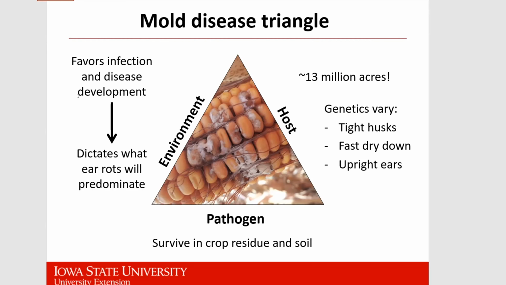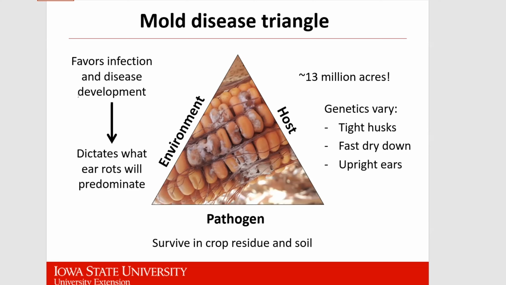The host, that is something that we can work on. So genetics vary from host to host, right? Or genetics vary within a particular host. In the case of corn, we can breed for tighter husks, faster drying down, and more upright ears to help with ear rots in particular.